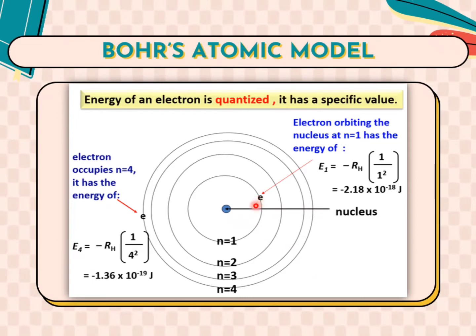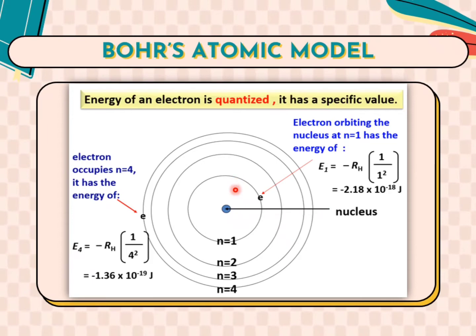Okay. While if you look at this electron at the fourth energy level, dia berada pada petala yang keempat. So jika dia berada pada petala yang keempat juga, dia ada amount of energy dia yang tersendiri. Tak sama jika dia berada pada petala pertama, kedua, ketiga dan keempat. So jika elektron tu berada pada different energy level, it will have a certain amount of energy. So how to calculate the energy?